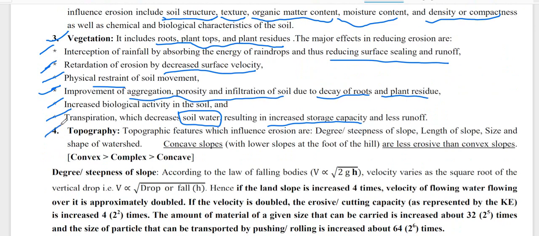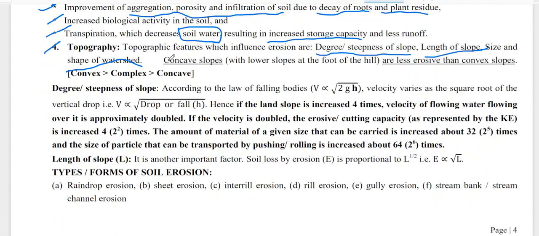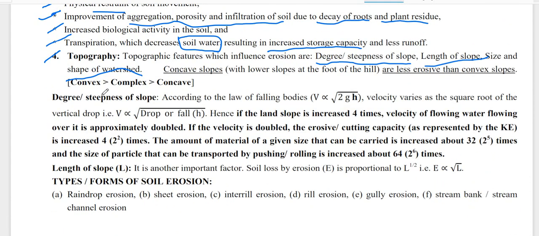Now the last is the topography. Topographic features include the degree of slope, degree or steepness is the same thing, and the length of the slope, and the size and shape of the watershed. So let's talk about this. Let's see first its shape: concave slope, convex slope, or complex slope. Three types of slopes are there.